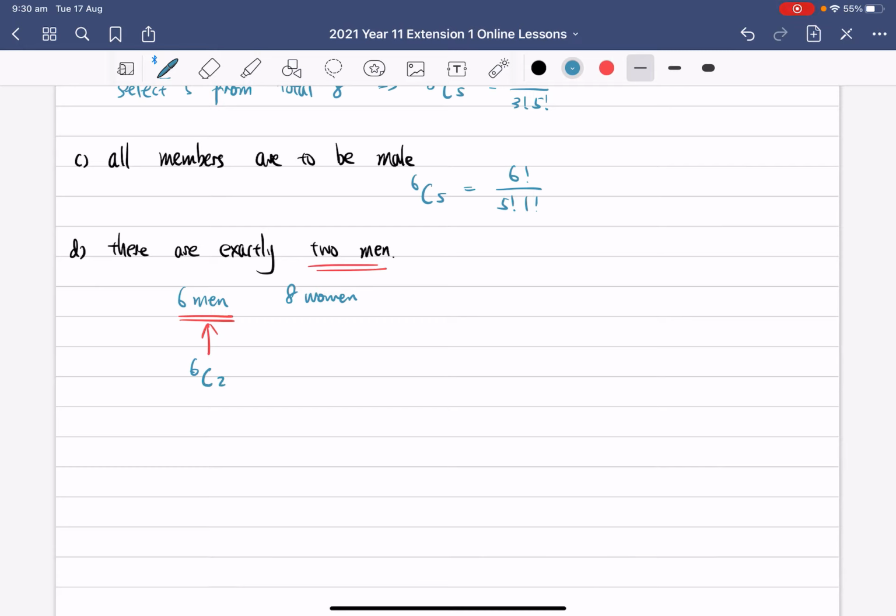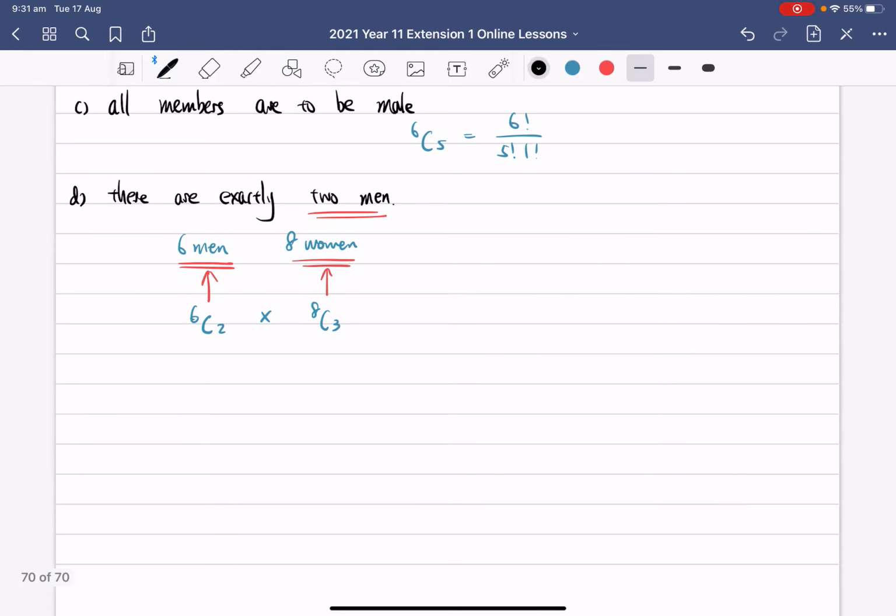But once you have selected those 2, we still need to select the remaining 3 to cover the group, because in total we need to select 5 people. So we can't select another 3 from the group of men. We have to select 3 from the group of women, and in this case, we've got 8C3. So in total, 2 plus 3 is equal to 5 people. In between it is just multiplication, so multiply the two together, and that gives us the answer. That's how we work out the answer if we are selecting exactly 2 men.